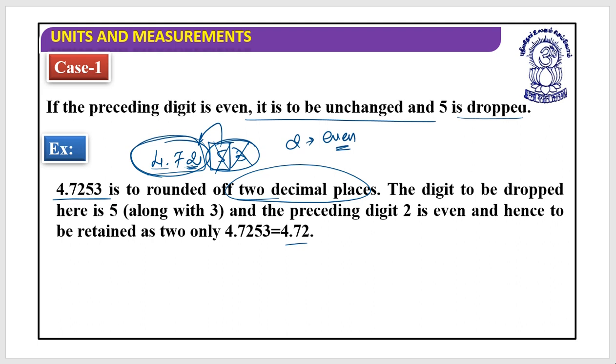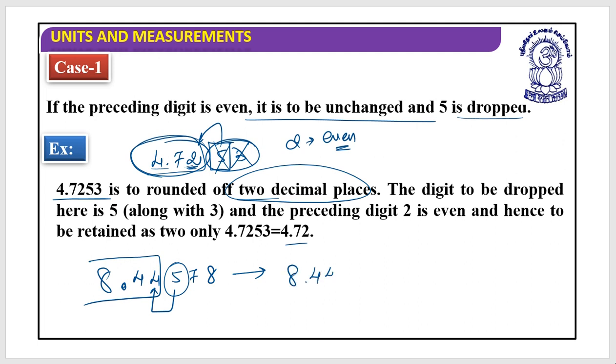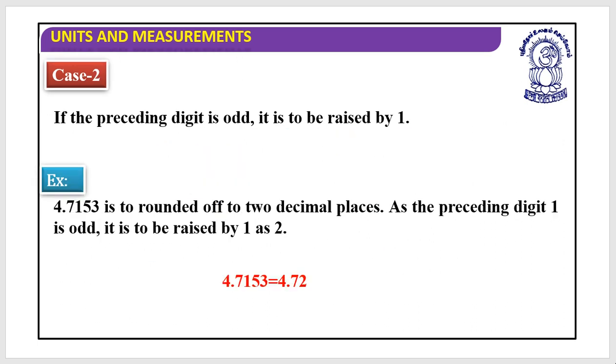Let's look at one more example. Let's say it is 8.445778. I require only two decimal places. So I require this much only, and I need to drop this. When I need to drop this, I need to check whether the preceding digit is odd or even. Here it is even. So when it is an even number, I just drop it as it is. So 8.44 would be the correct answer. Got it? Okay. Let's look at the next.